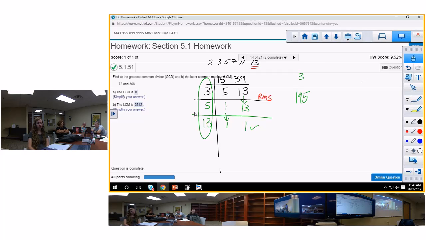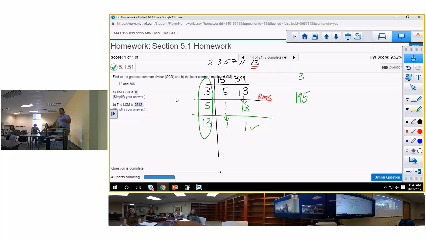Yeah. And I think that's what it used to be. The smaller number was the least. And I think they changed it. I don't know if this book changed it or whatever, but we'll move on.